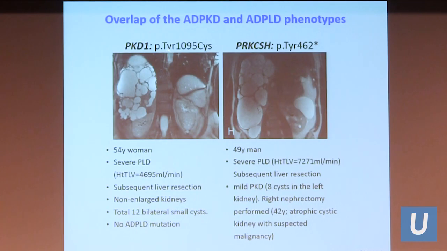In some cases, if we have a very weak PKD1 allele, as we see here, it can result in severe PLD, and again, very, very few cysts within the kidney. So there can be some phenotypic overlap between these two different disorders.